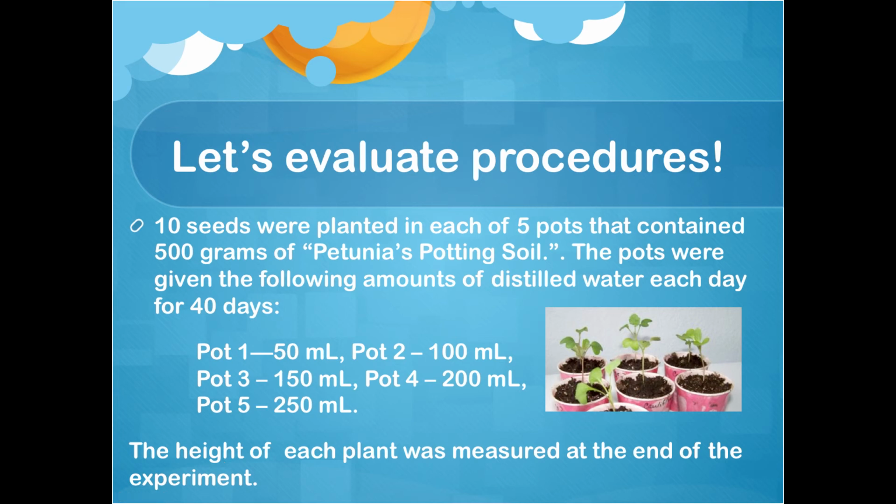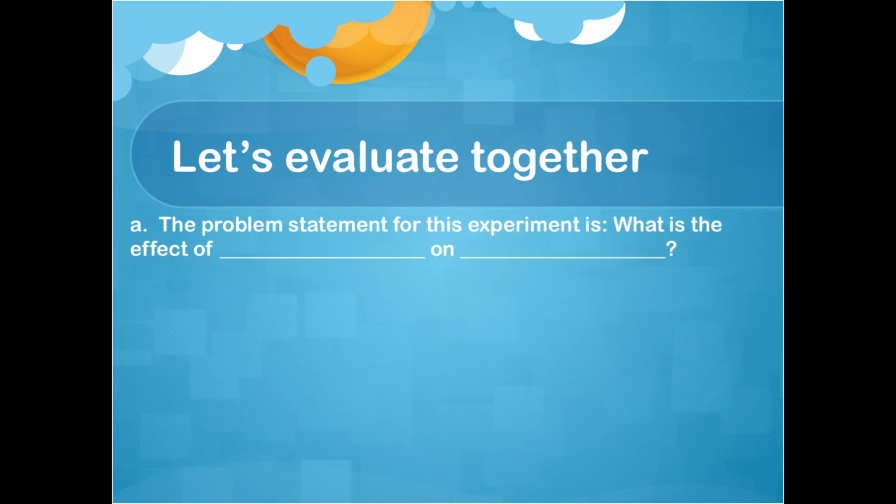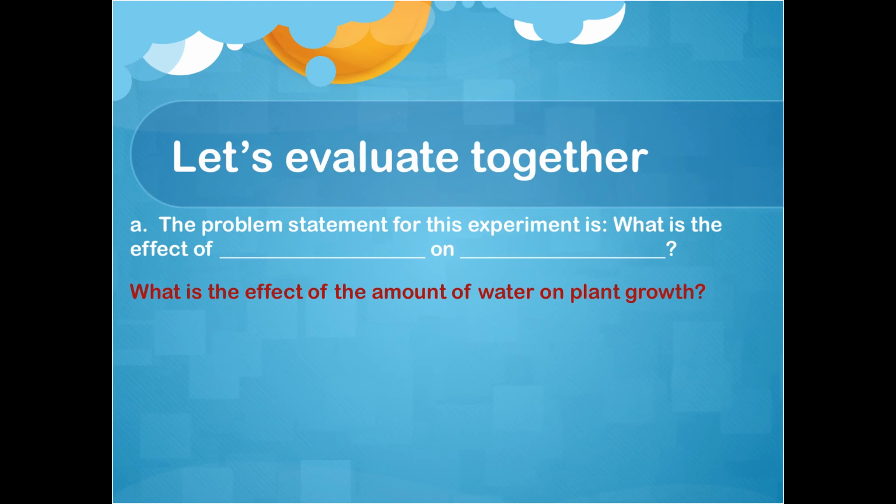So let's go through the steps of our procedure. What is the problem that we're trying to solve? Now remember, the problem is a question. What is the effect of blank on blank? So think through what this was. I was doing something with water and height and plants. So the problem that we're trying to solve is, what is the effect of the amount of water that I give a plant on the plant growth? The amount of water is what I'm changing, and the plant growth is what I'm measuring. So the effect of blank on blank.